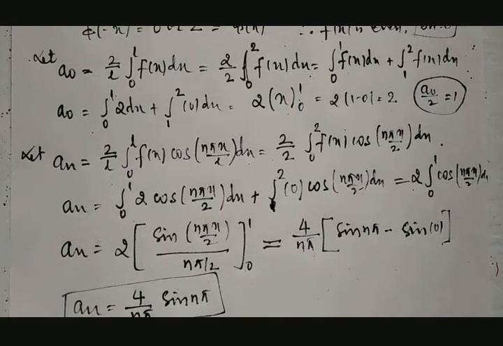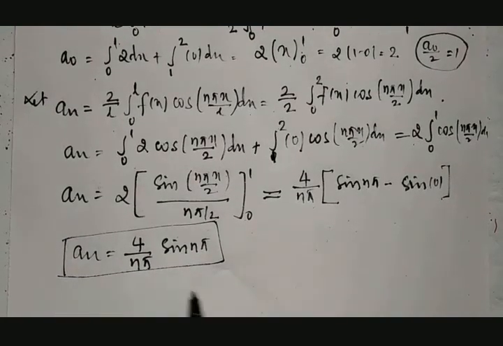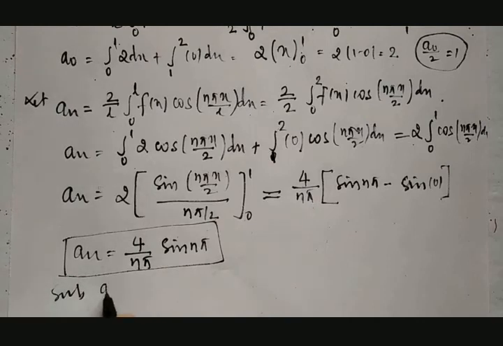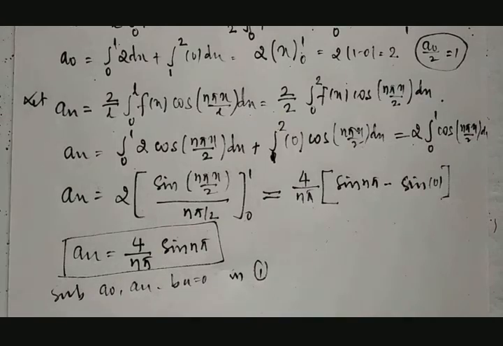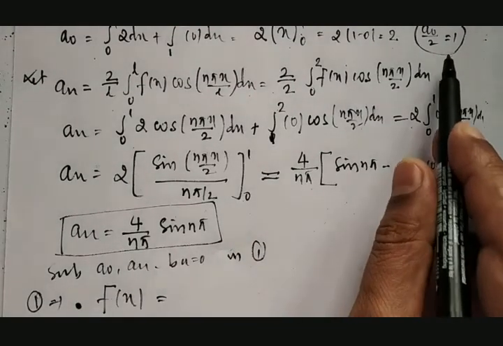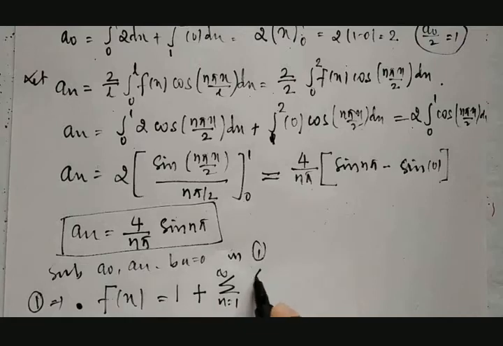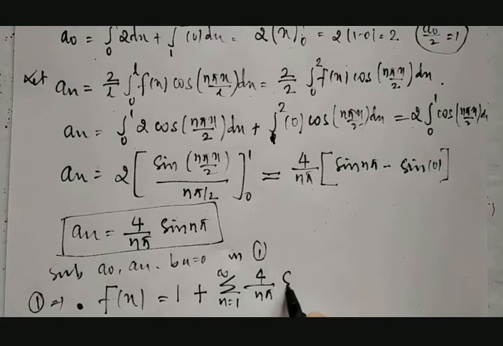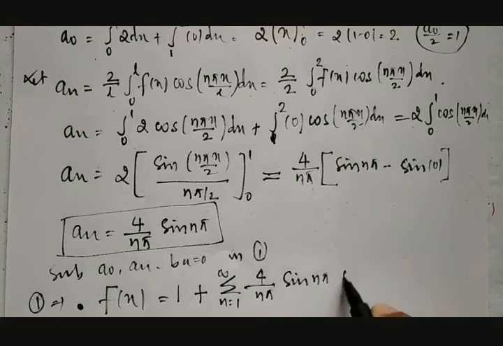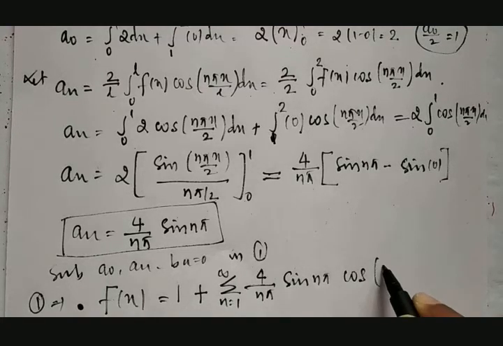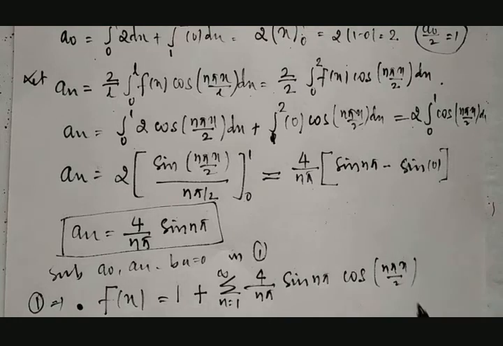This is An. Therefore, substitute the values of A naught, An, and Bn, which is 0, in equation number 1. Then equation number 1 becomes f of x is equal to A naught by 2, that is 1, plus summation from n equal to 1 to infinity of 4 divided by n pi into sin n pi into cos n pi x divided by 2.